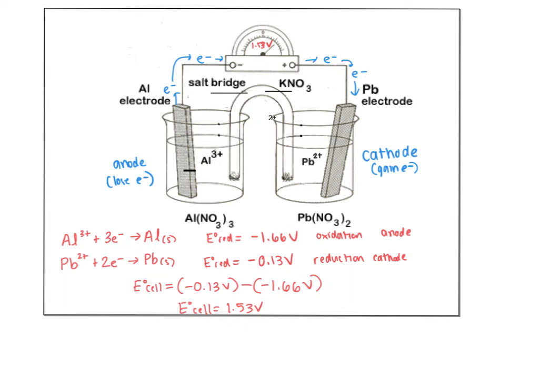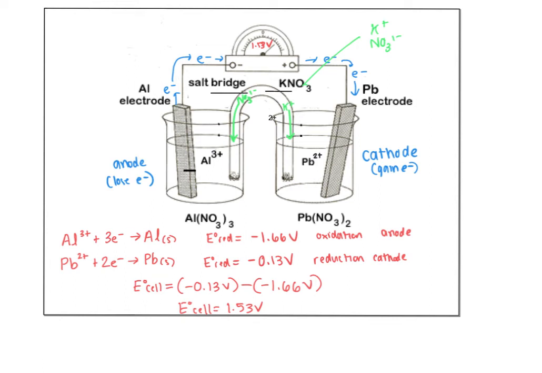I can also fill out the salt bridge. The salt bridge here is made of KNO3. That is positive potassium and negative nitrate. And so the K+ ions are going to go this way to balance out that charge. And the NO3- ions are going to go towards the anode. So the positive ion towards the cathode, the negative ion towards the anode, so that the circuit is complete.